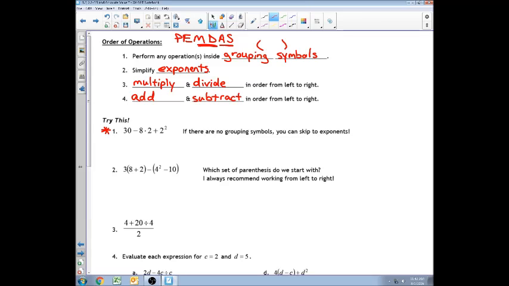If we simplify exponents, we have 2 raised to the second power. We're going to write down everything else. Just bring it down. What is 2 raised to the second power? Well, that would just be 2 times 2, which is 4.